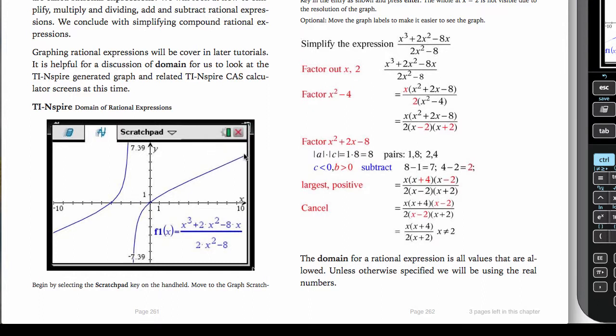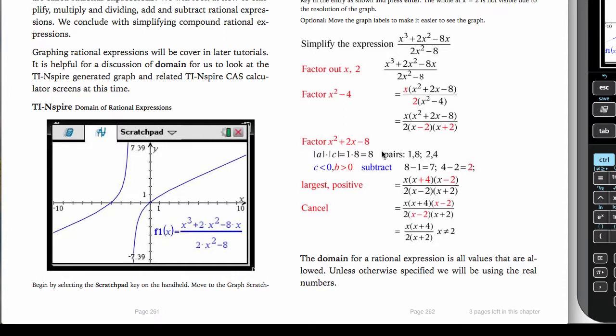We're going to go over a little bit about graphing this stuff, but for right now we're going to take a look at the Scratchpad screen. We have x cubed plus 2x squared minus 8x over 2x squared minus 8. If we take a look at this expression, and if we factor out of the numerator an x and factor out of the denominator a 2, we end up with this expression.